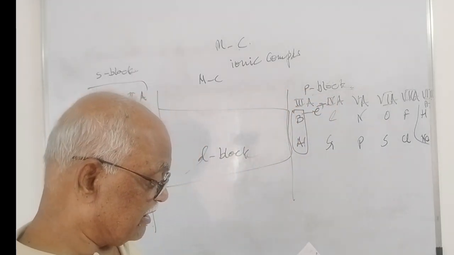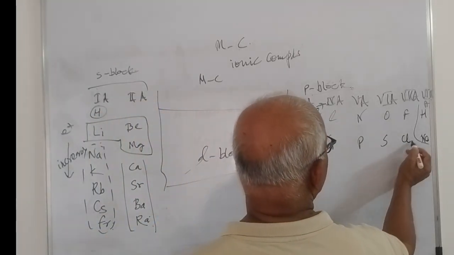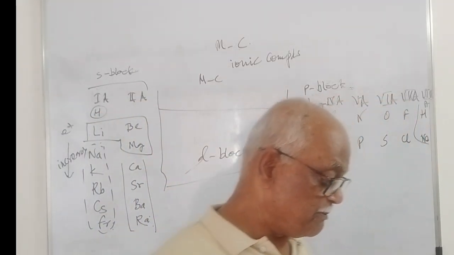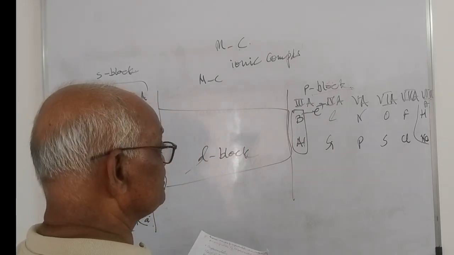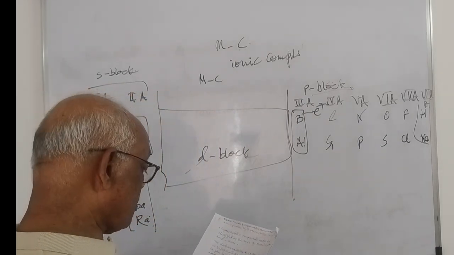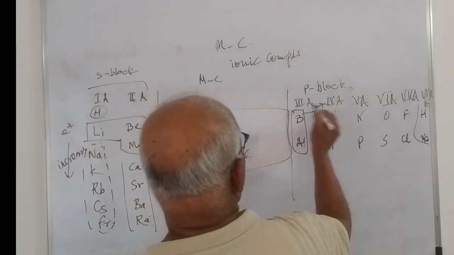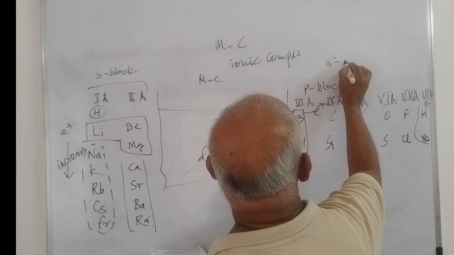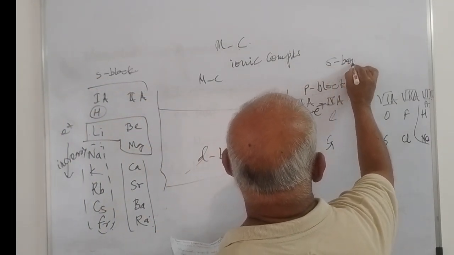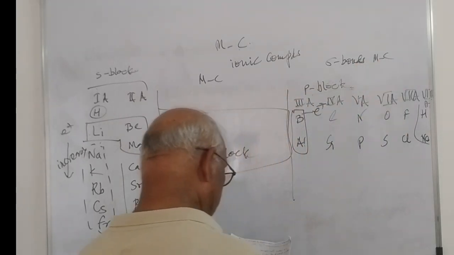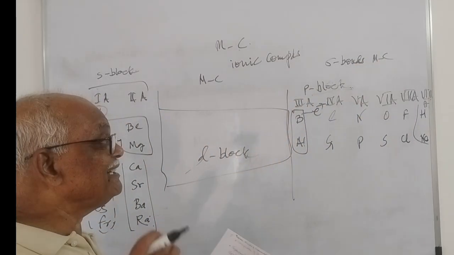So especially the P block elements, when combined with metals, form covalent compounds which are sigma type. So they give sigma bonds, that is metal-carbon bonds, especially, and they are volatile in nature.